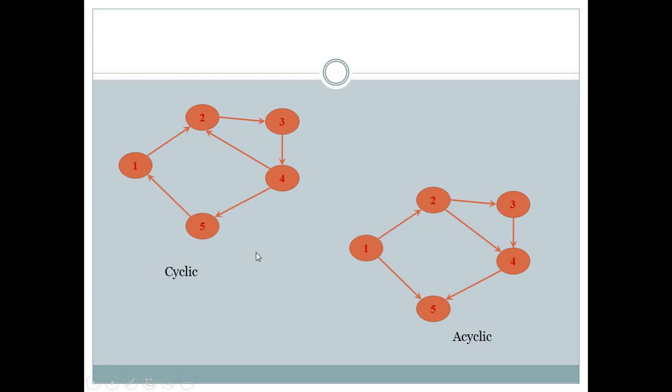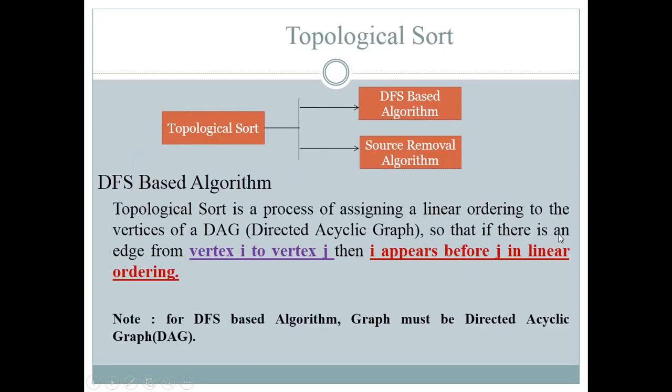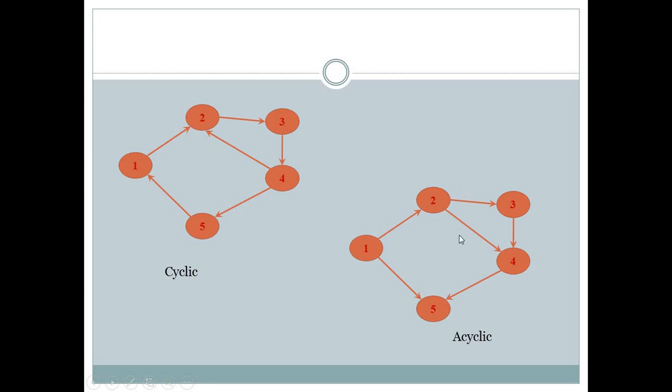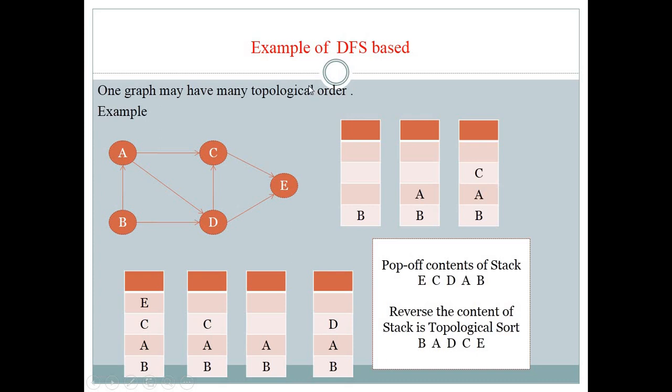For this type of graph, if there is an edge from vertex I to vertex J, then I appears before J in the linear ordering. So we have to order all the vertices into a sorted manner, and that will be based on DFS. One note is given here: for the DFS based algorithm, the graph must be a directed acyclic graph. A DAG is compulsory for our sorting. So let's start with its example.